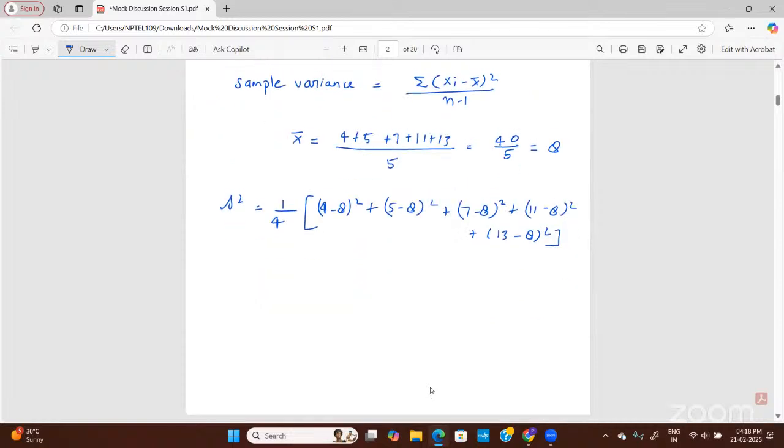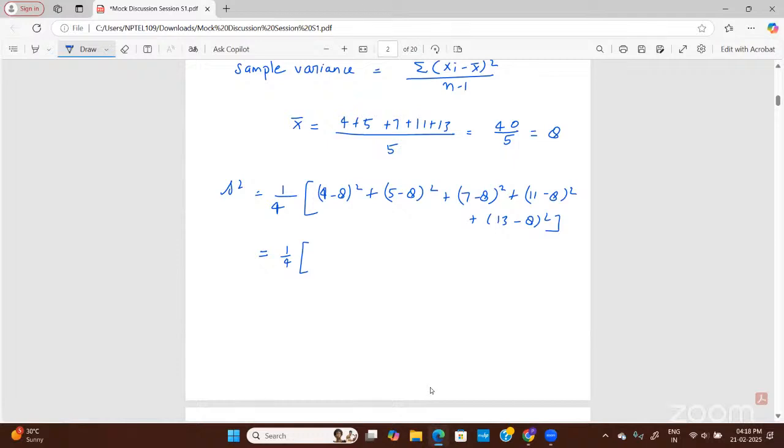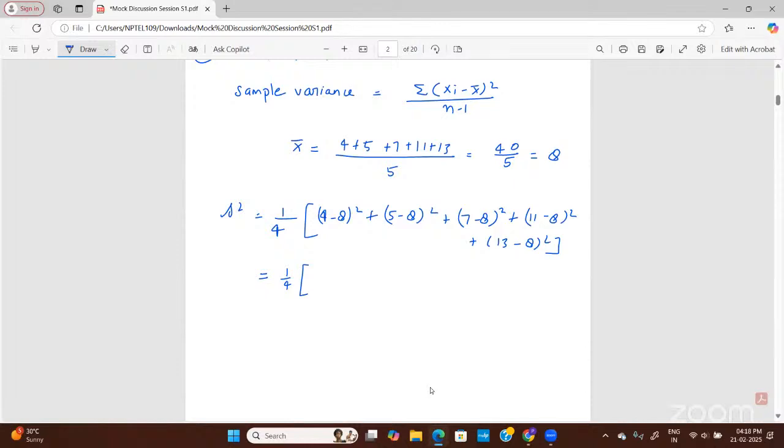Ma'am, we can also do the mean minus the observation. Yes, you can do that also, because we are taking a square, so that will not affect. Madam, can we calculate all the differences like 4 minus 8 and then finally square the sum? Would it change the answer? You are saying first take the differences, add them up, and then finally square. No, that will give you a different answer. Okay.